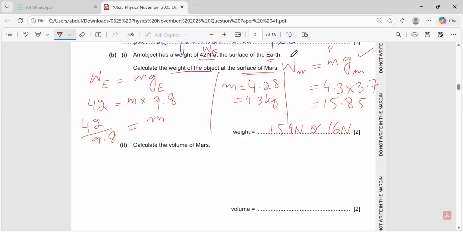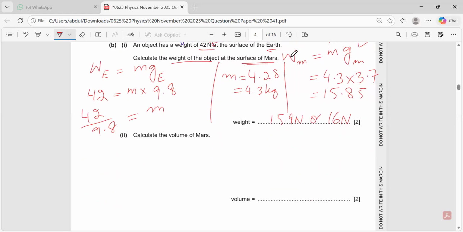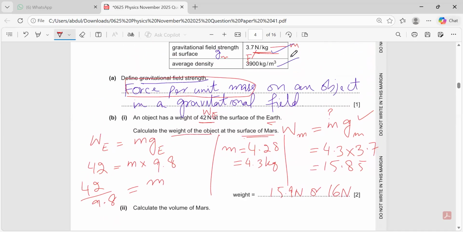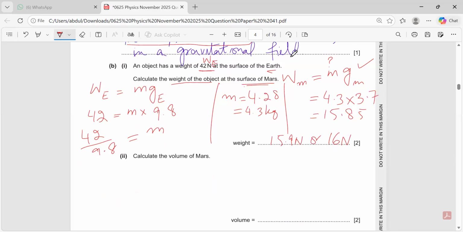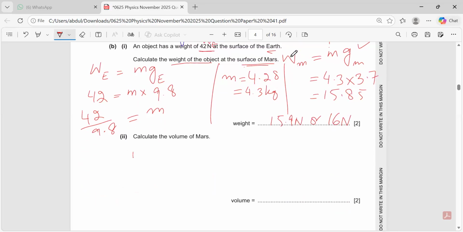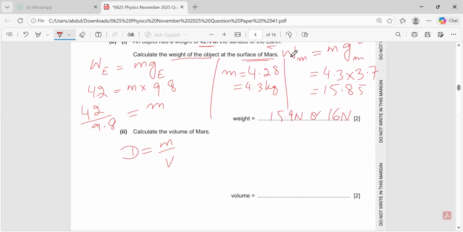Now, my dear friends, let's move to calculating the volume of Mars. Now see, we have the mass already and density is given, average density. So it is easy to calculate the volume. We know density is equal to mass per unit volume, so volume will be equal to mass over density, volume of Mars.